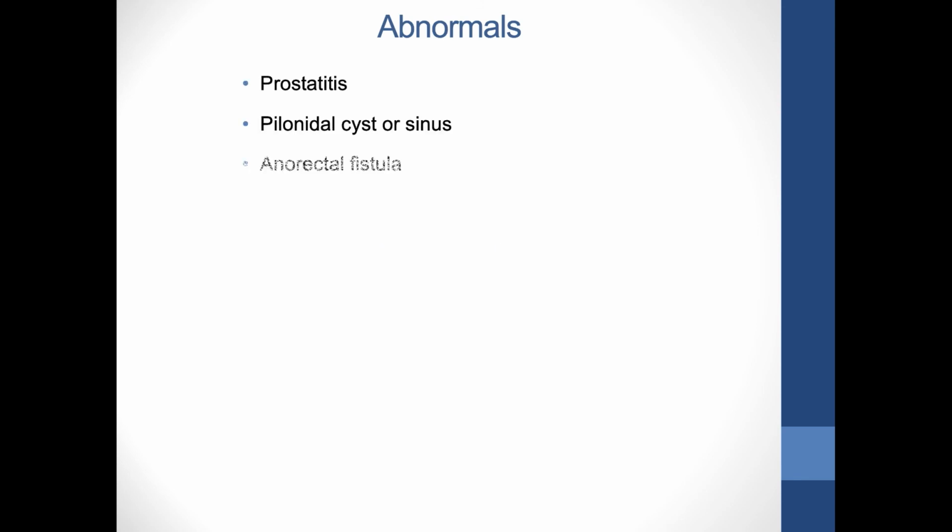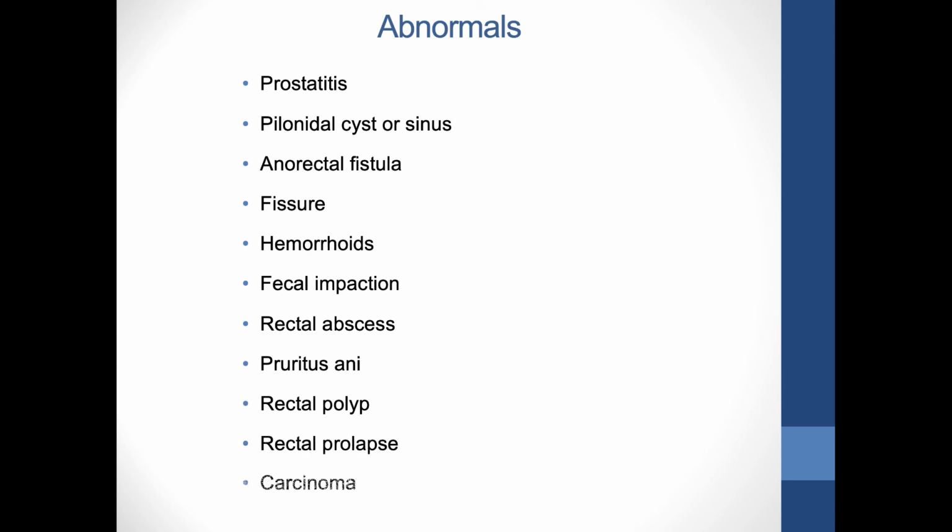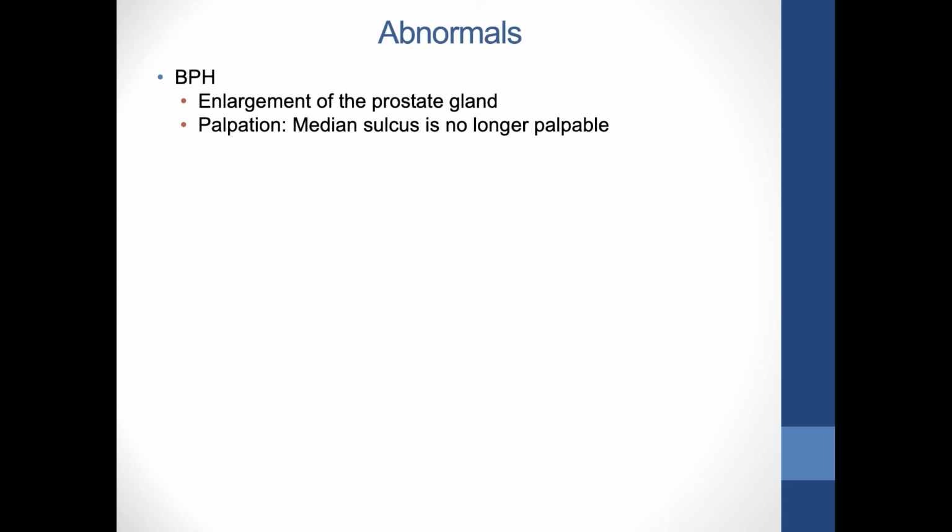Abnormal findings, we've got a whole list here. I'm not going to read the whole thing off. We're going to go through a whole bunch of these. As far as abnormal related to the prostate, even though it's common, benign prostatic hypertrophy, which we've mentioned a few times, it is abnormal. It is the enlargement of the prostate.